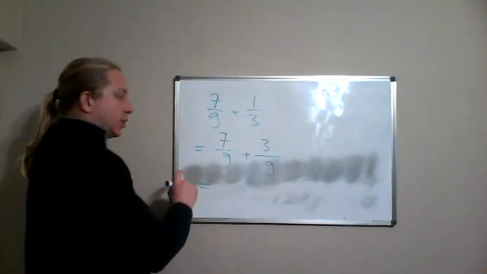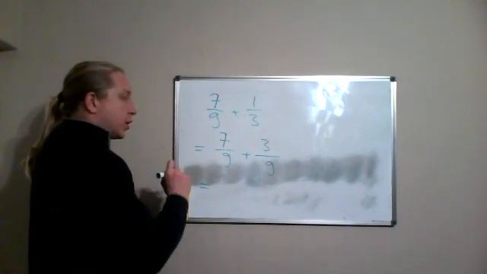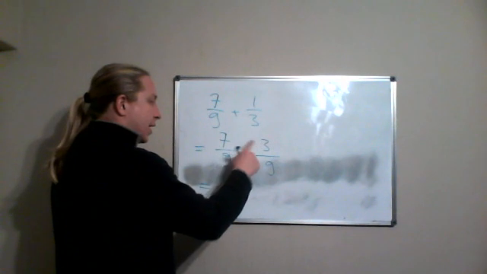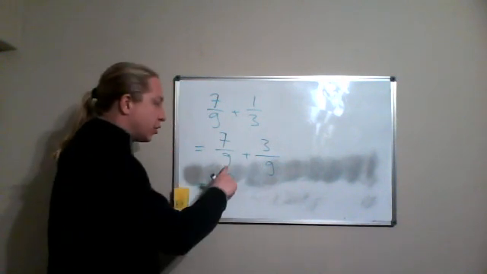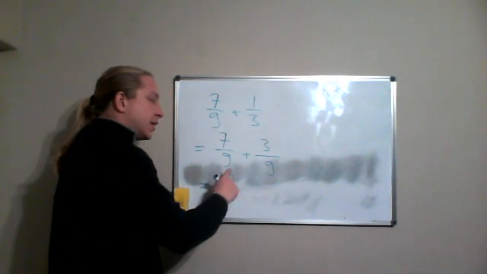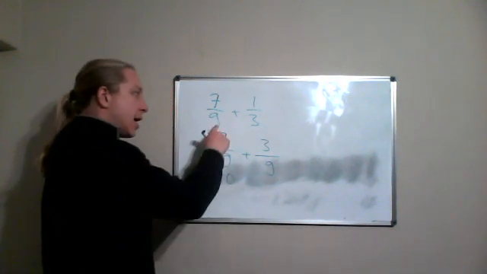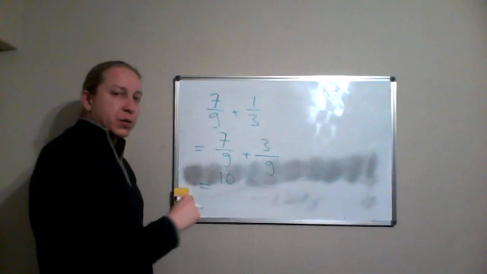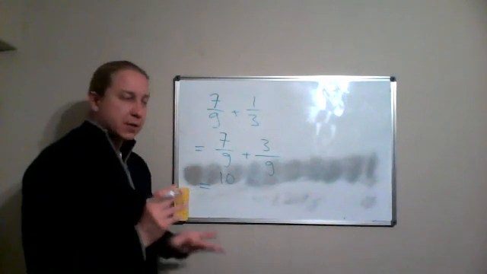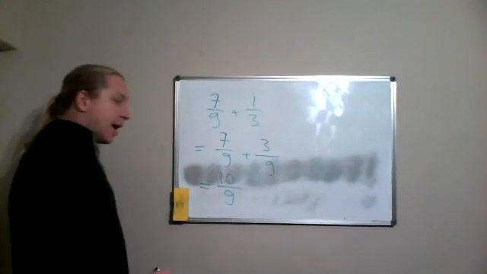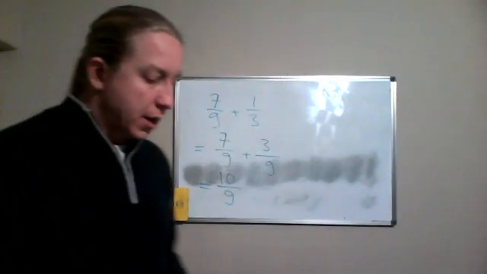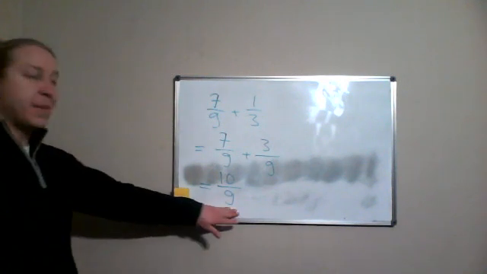Now, let's continue. Now we can add these two together. So what are we going to get? 7 plus 3 is 10. Can we add them together? Yes, because we're talking about the same size pieces. Here we cannot add them together because we're cutting them into different chunks. Okay. So here we have 10 over 9. And did they say we have to give this in any form? No. So they said just calculate. I'm happy with this answer.